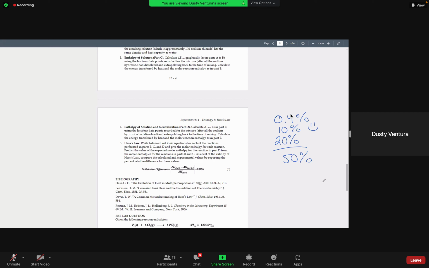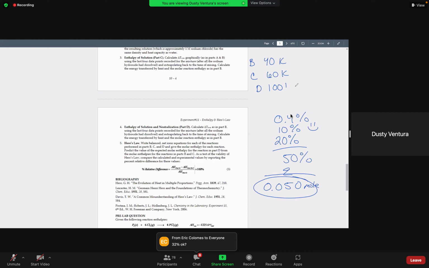Check your calculations, check your moles. Remember I said everybody's moles should be about a certain amount, so that's what you want to divide your Q by. The Q should be roughly about 40K for B, C was about 60K roughly, and D maybe about 100K usually, roughly.